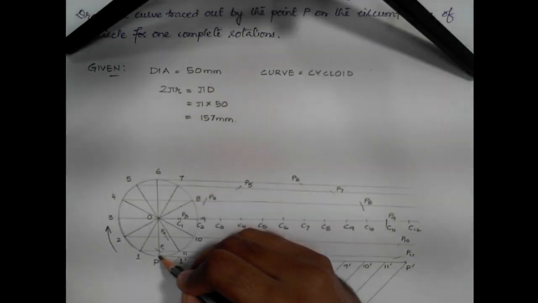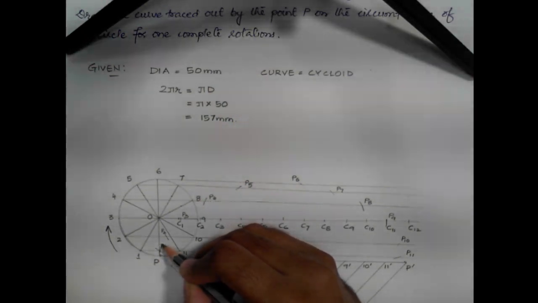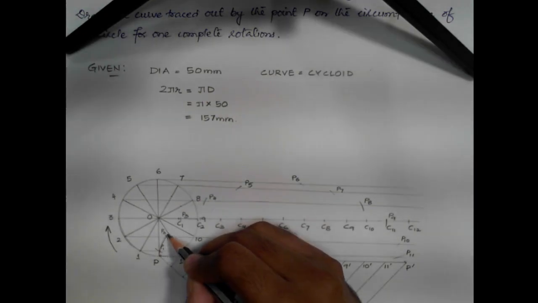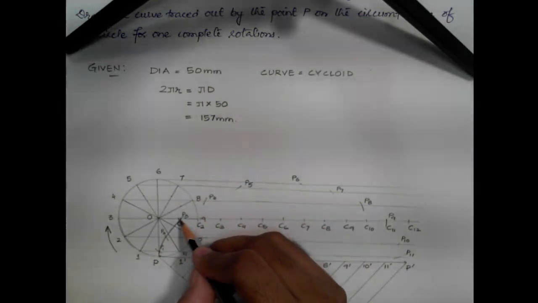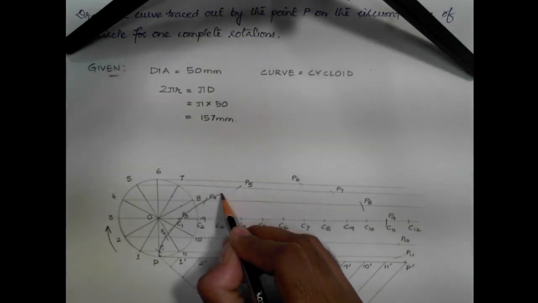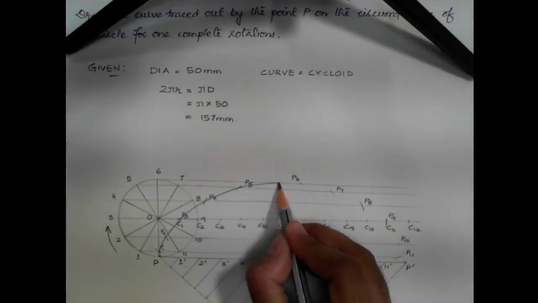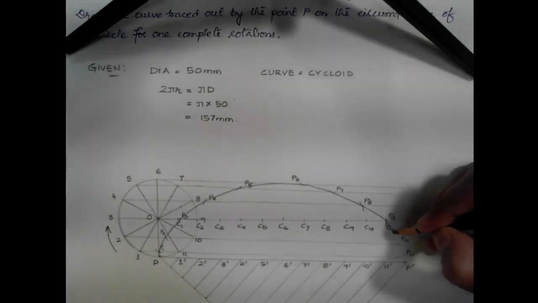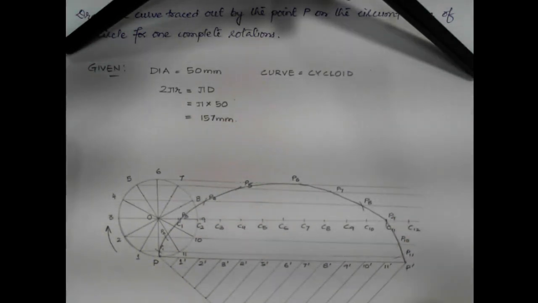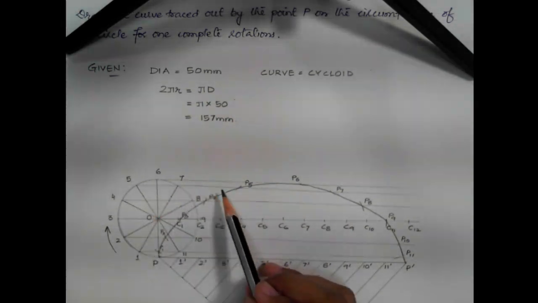So I will now draw the smooth curve through all the points which I declared, P4, P5, P6, P7, P8, P9, P10, P11 and P12. So this means the point P will be tracing this path when my circle will be rotating in clockwise direction and will stop here.